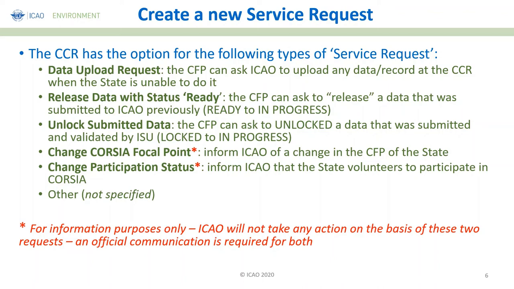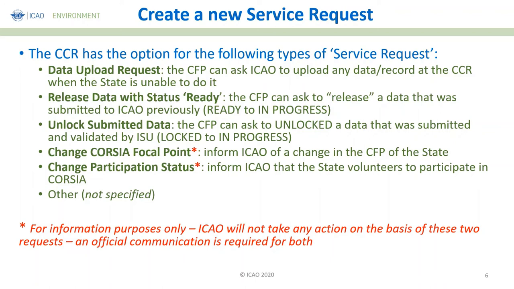The last two are to inform ICAO of possible changes in the CORSIA focal point status or the participation status. First, when you want to inform ICAO that the CORSIA focal point of a state will be changed, you can do so by using the service request, but as there is a red star, this is only for information purposes, and ICAO will not take any action on the basis of this request. An official state letter nominating a new person as a CORSIA focal point is the official communication.